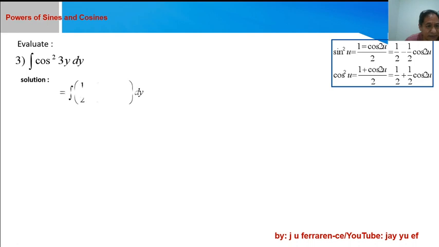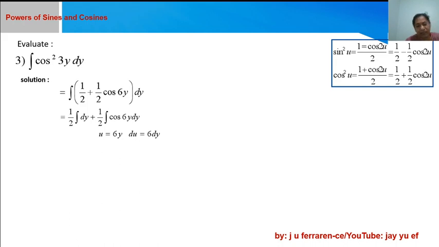Solution. So that's equivalent to 1 half plus, using this formula now, plus 1 half the cosine of double the angle, whatever angle you have, for the square of a cosine. So if that is 3y, it becomes 6y. Then, I have to integrate every term under some rule. I have 1 half integral of dy, plus 1 half integral of cosine 6y dy. First term is integrable as 1 half y. For the second term, I need a u and a du form. My u is 6y.